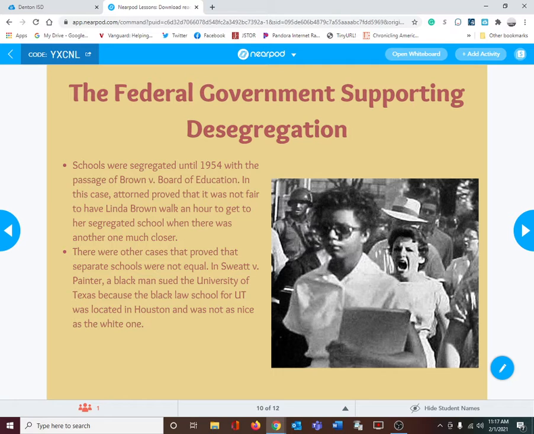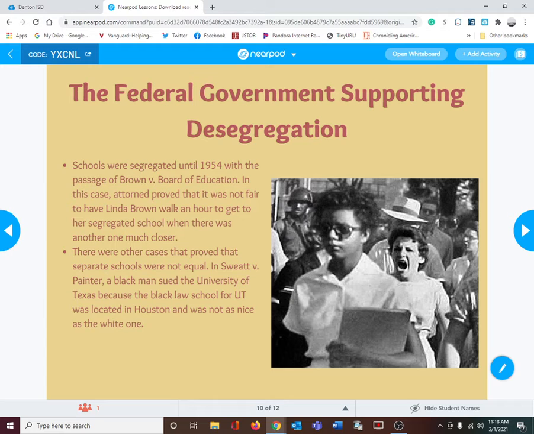That desegregation is going to take place, and it is now illegal to have separate schools because these schools were never equal. So, in the case of Brown versus the Board of Education, Linda Brown was a part of a class action lawsuit, and in her case, there was a white school that was much closer to her home than the black school that was about an hour walk for her. So that was how the Supreme Court decided that school segregation was not equal, because it was not fair for her to have to walk so far. And in many other instances, black schools received very little funding as opposed to white schools.